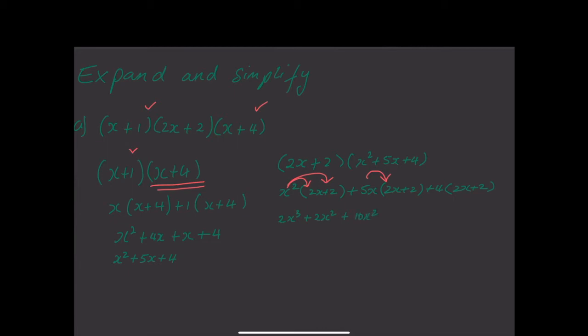Then we're going to multiply 5x by 2, which is going to give us positive 10x. We will then multiply positive 4 by 2x, which is going to give us positive 8x. Finally, we're going to multiply positive 4 by positive 2, which is going to give us positive 8. We will now collect like terms.